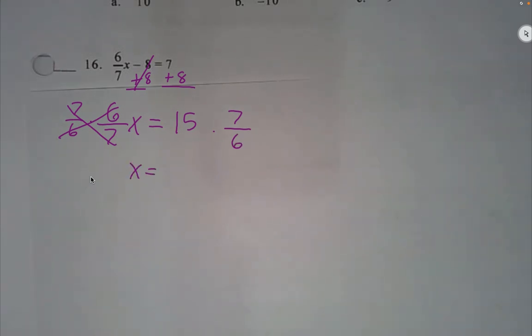And you just type that in your calculator. 15 times 7 divided by 6. 17.5. Kaden, did you use your calculator before you came here? Oh, you did? Okay. I didn't know if you needed to try it out today and get used to it.